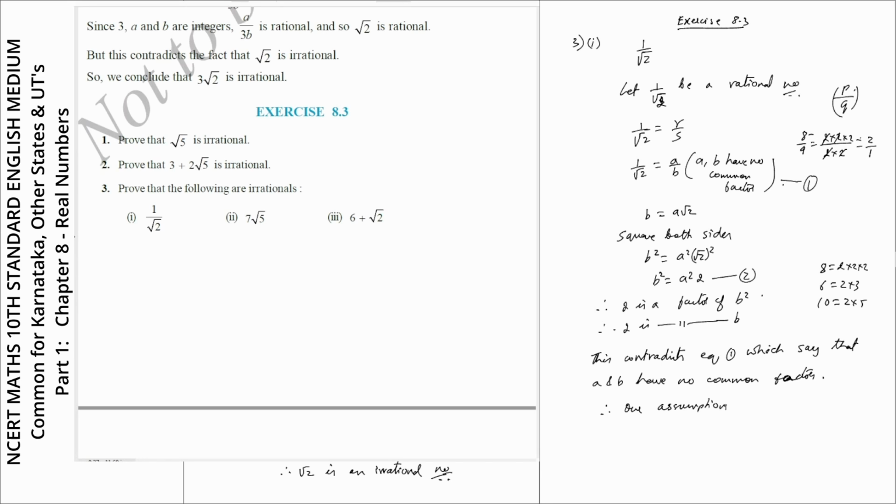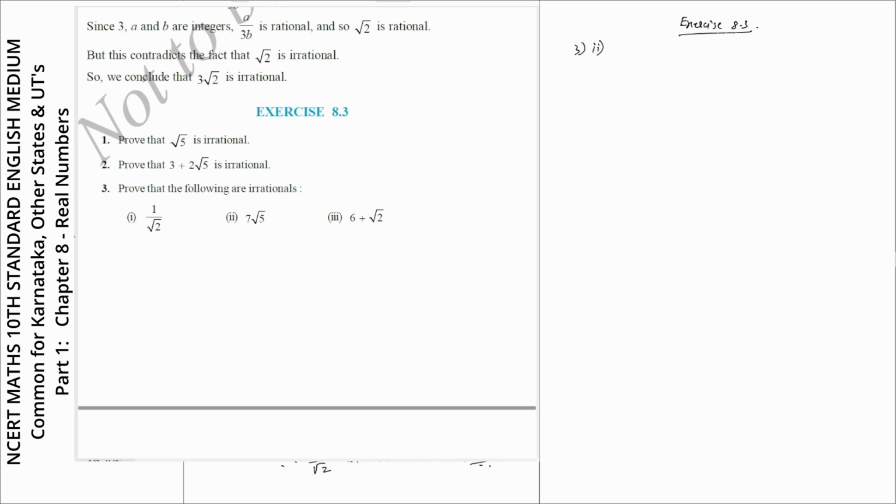What had we assumed? We had assumed that 1 by root 2 is a rational number. Therefore our assumption that 1 by root 2 is a rational number is wrong. So that means what? That means 1 by root 2 is an irrational number, and that completes the proof.